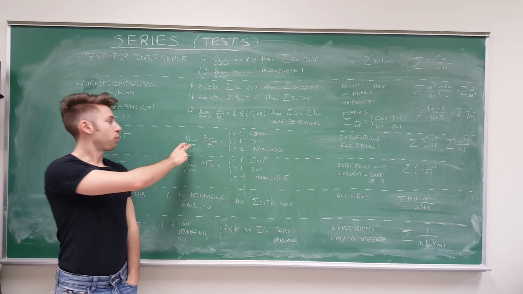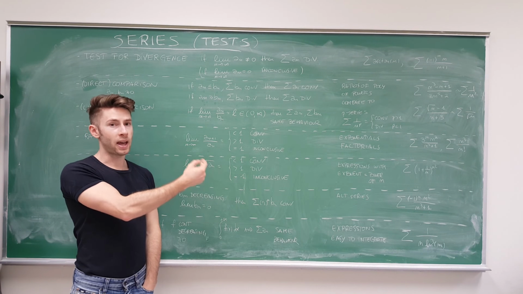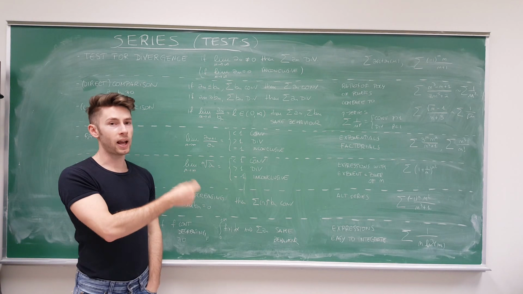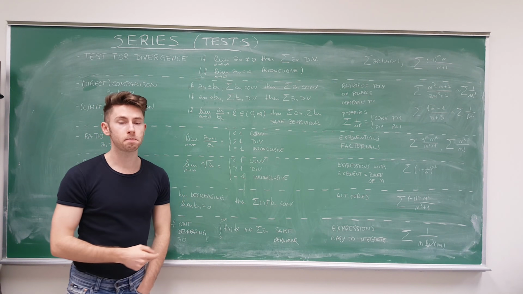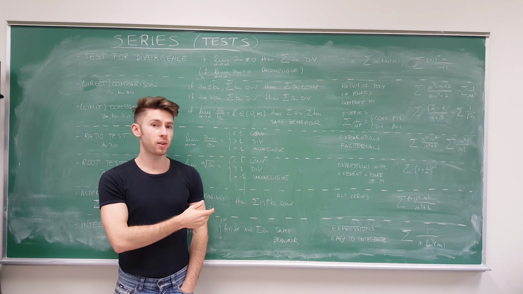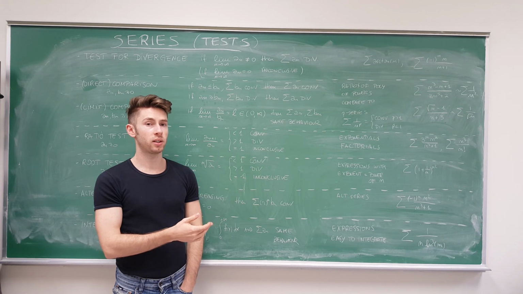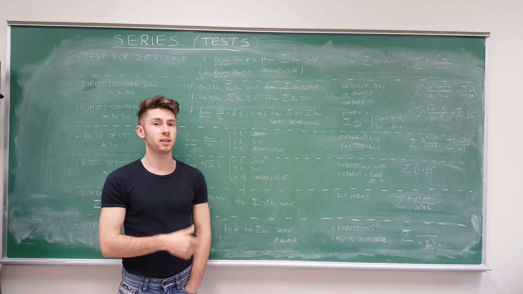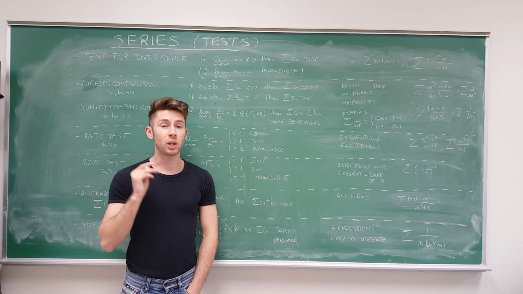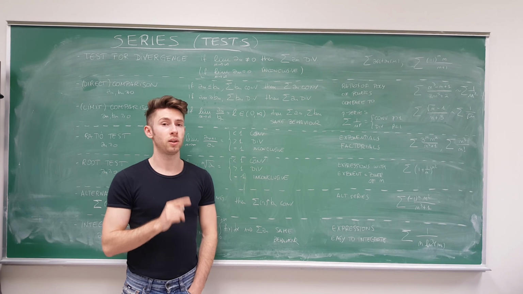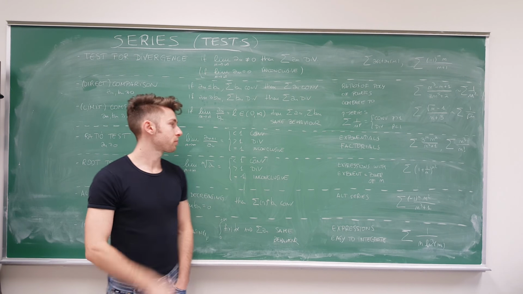So this requires you to compute the limit of the ratio, a_{n+1}, so it's the next term, divided by a_n. And if that turns out to be greater than 1, then the series is divergent. If it's smaller than 1, then the series is convergent. If it's equal to 1, then the test is inconclusive, meaning we cannot apply it.